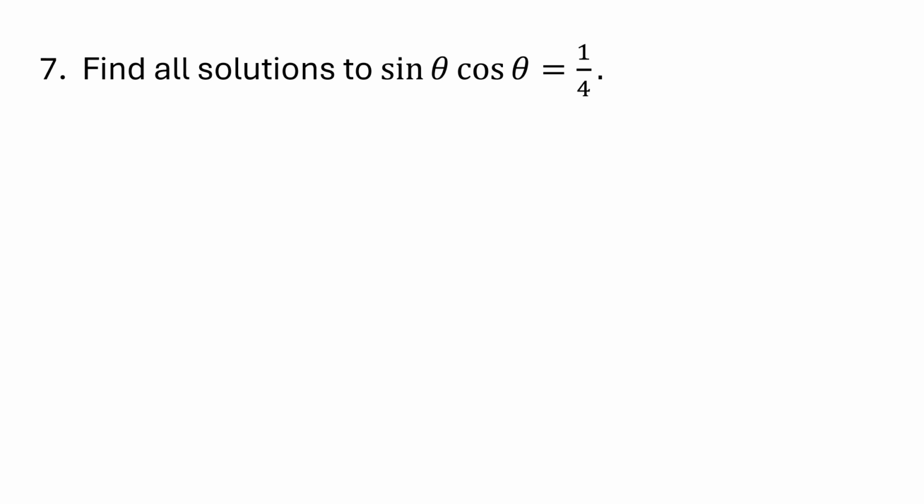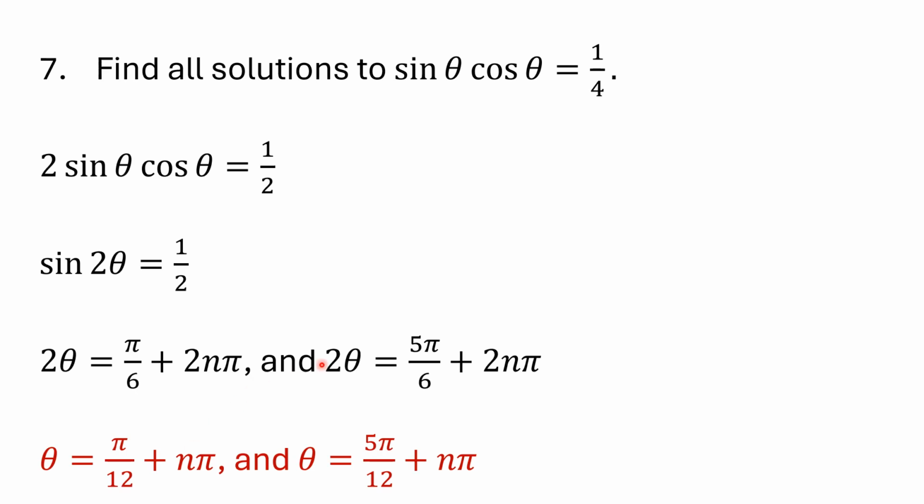Okay, find all solutions to sine theta cosine theta equals 1/4. Okay, now that's starting to look a little different. 2 times sine theta cosine theta equals 1/2. That would be by multiplying by 2. Well, why would I multiply by 2? Because I recognize 2 times sine theta cosine theta. I recognize that form from an identity to be the sine of 2 theta. So the sine of 2 theta is 1/2.